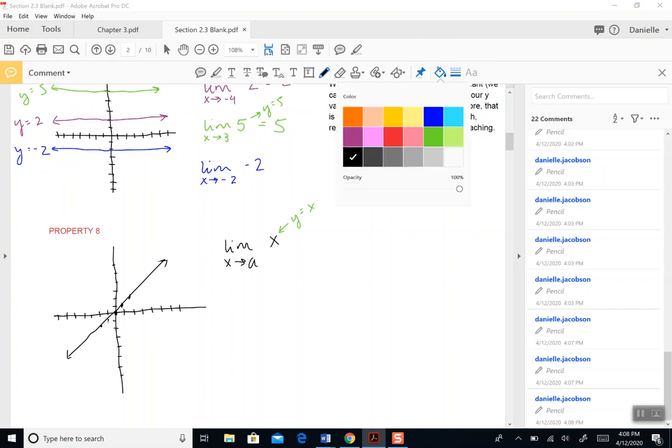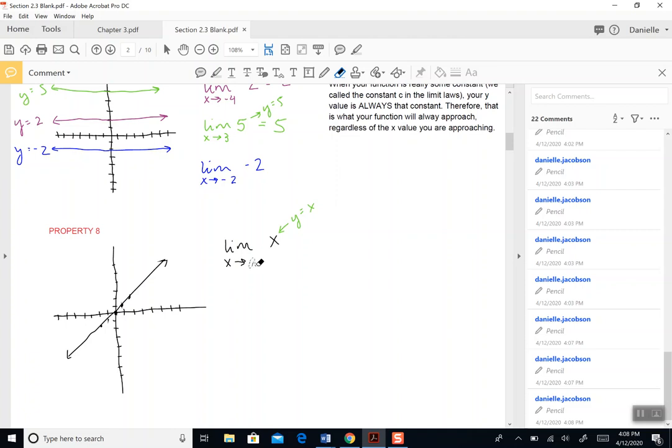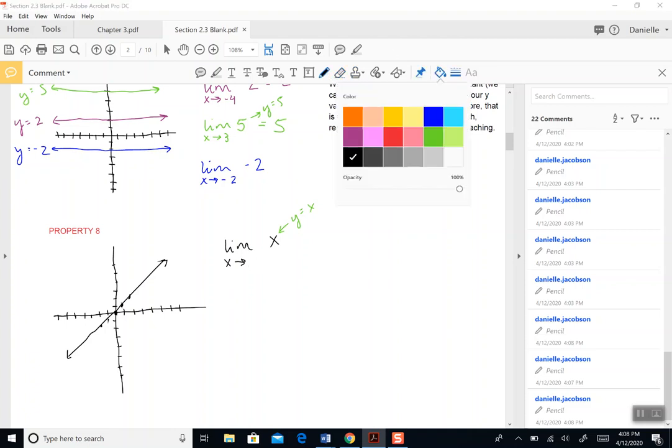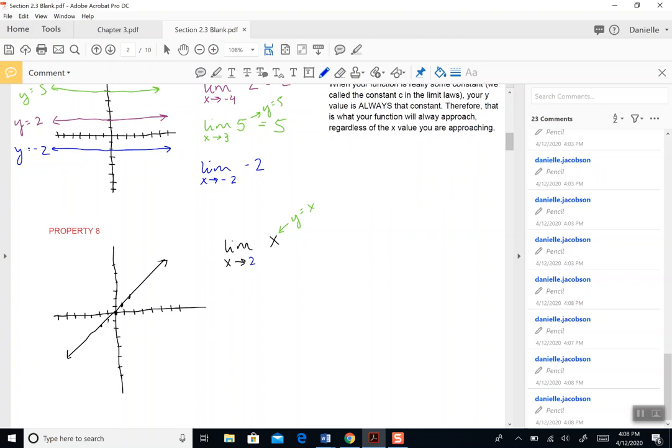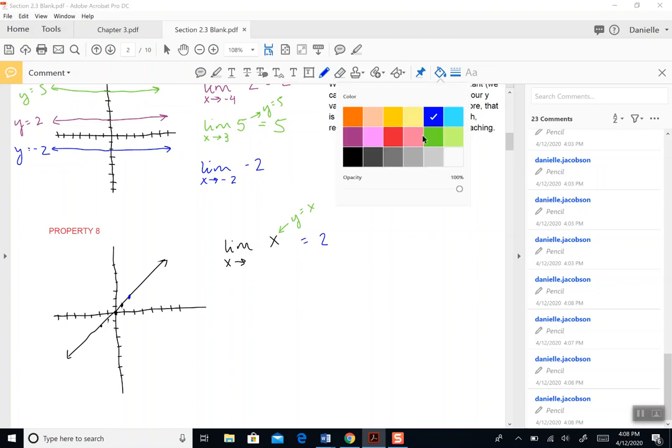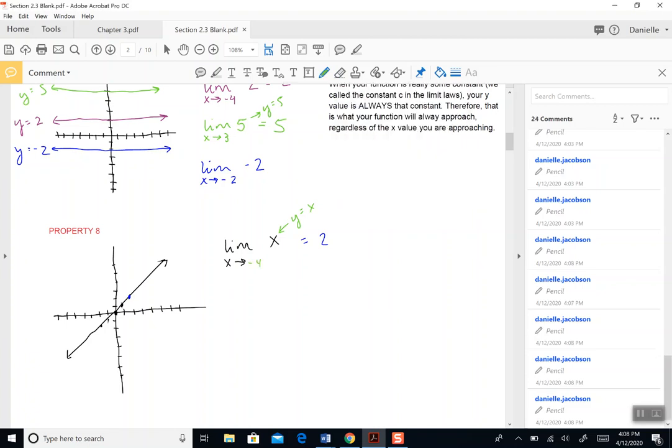So let's say that we decide we want our x value right here to be a 2 instead of an a. So as x approaches 2, 1, 2, I can see that my y value is 2. We can keep going through this. So let's say we want x to be approaching, I don't know, -4. If I come over here and x approaches -1, 2, 3, 4, see what the y value is, you get -4. So that would be a -4.